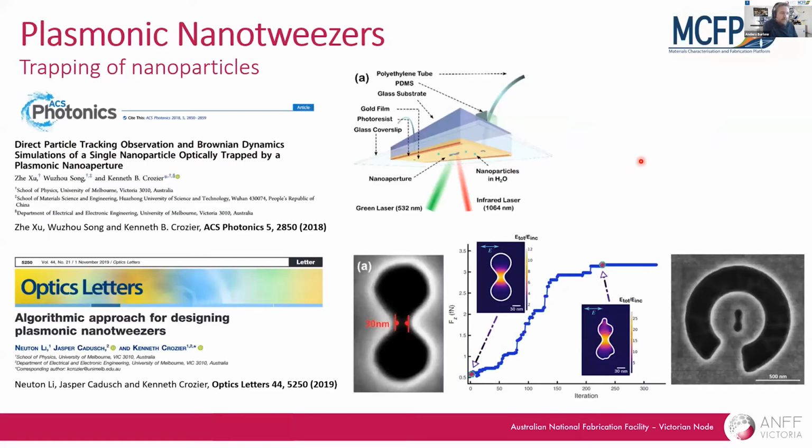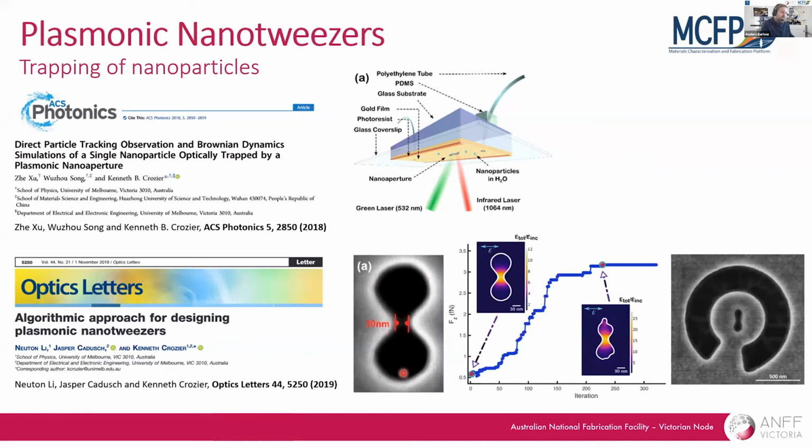And so to wrap up this application overview, I'll talk about these plasmonic nanotweezers. The group at the University of Melbourne, led by Ken Crozier, has always been looking at these, typically using what are called double nanoholes. So these are double nanohole structures made using gallium FIB. And this is a very intuitive structure to create a plasmonic device.